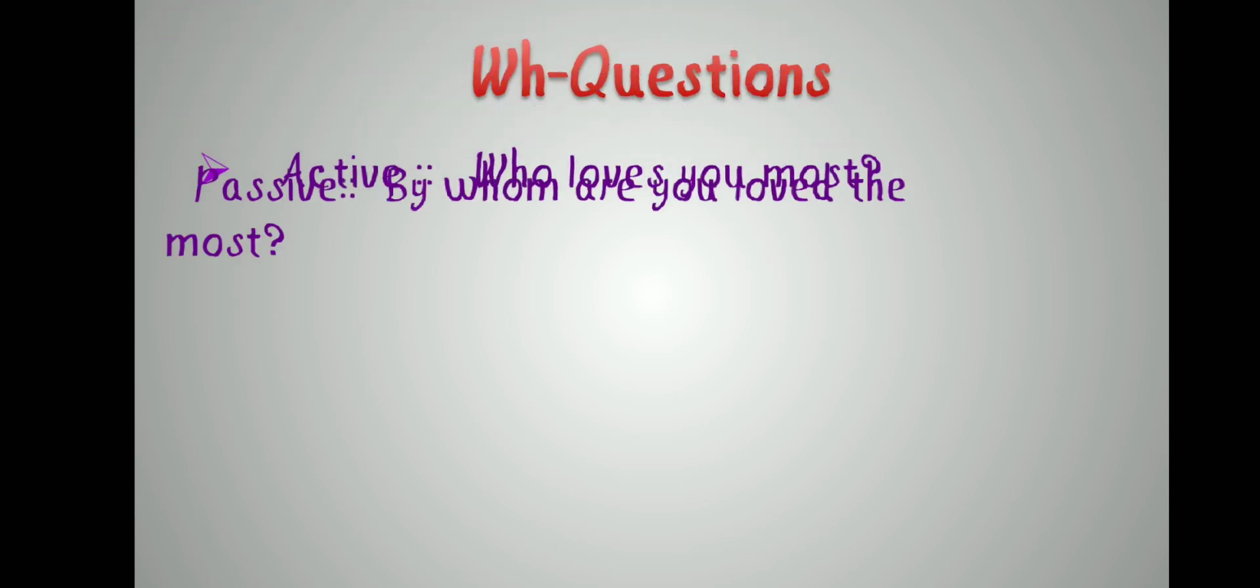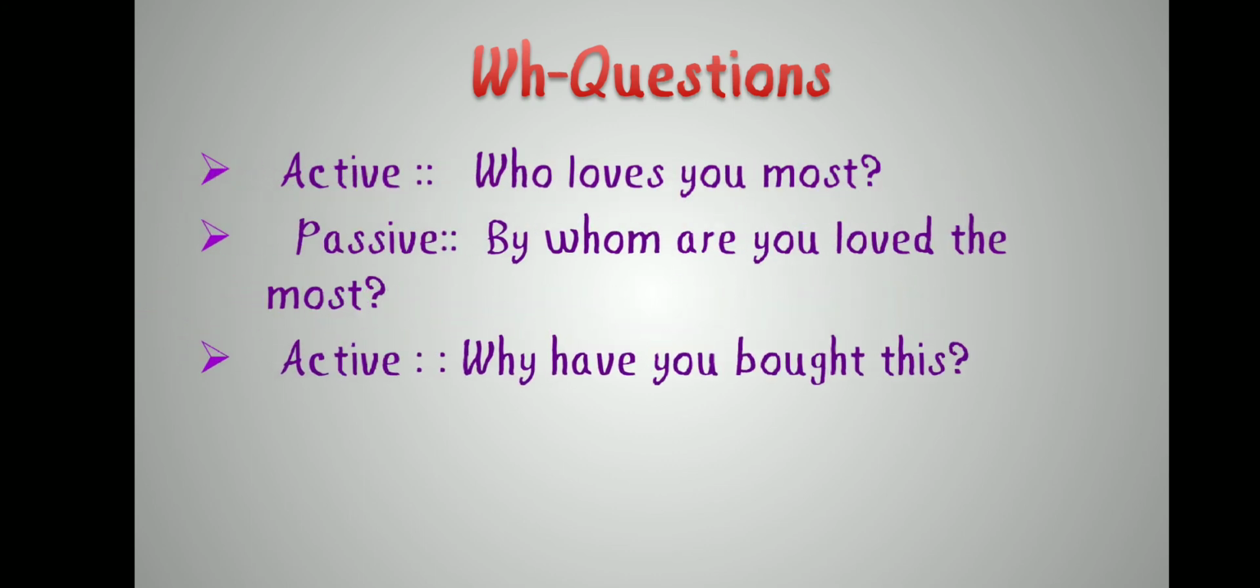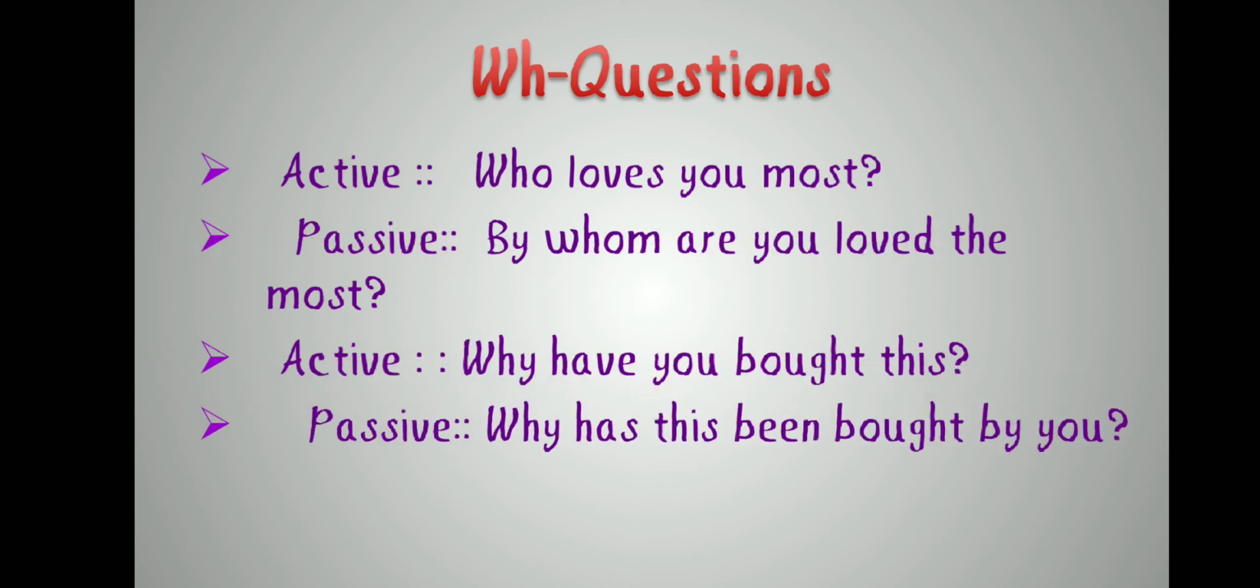Here we have some examples. Active: who loves you most? Passive would be: by whom are you loved the most? Active: why have you bought this? Passive: why has this been bought by you? So these are the rules for changing interrogative sentences from active to passive or passive to active.